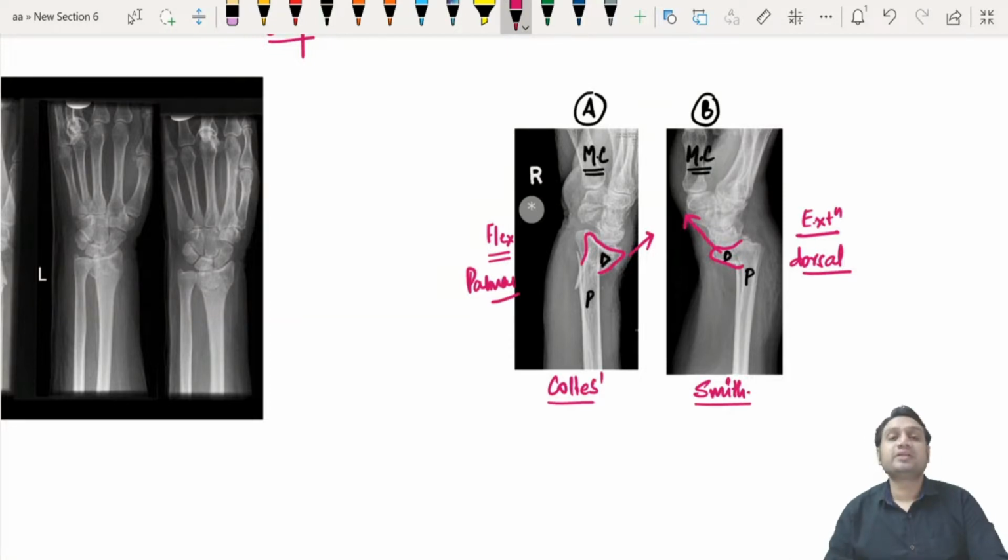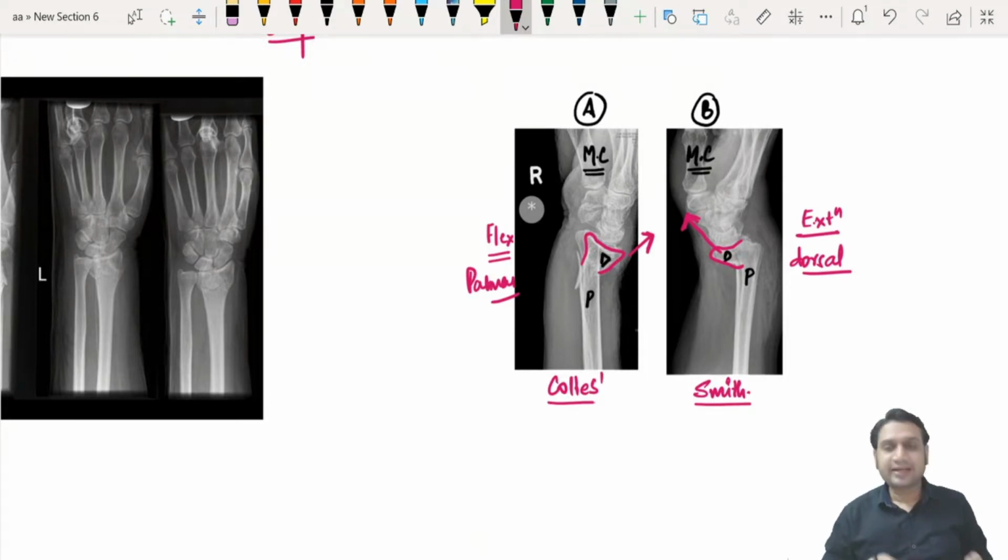Both Colles and Smith were teaching together. They were professors at the university, and Colles was head of the department and Smith was his junior subordinate, right? So after Colles died, Smith named a fracture after him. Colles was going dorsally, so Smith is coming on the palmar side, right? That is how the fractures are differentiated.